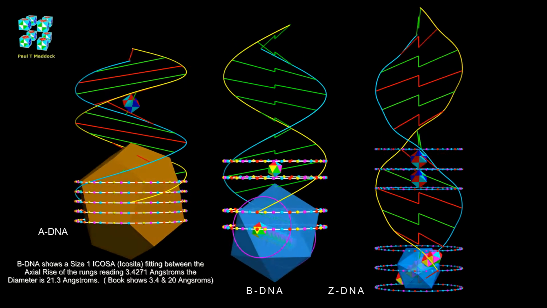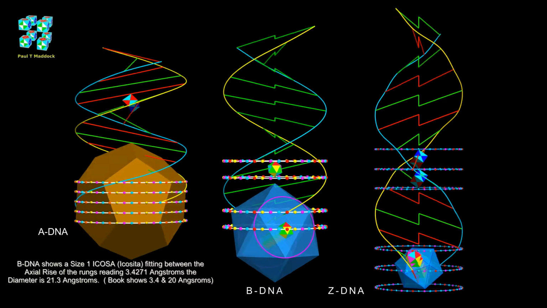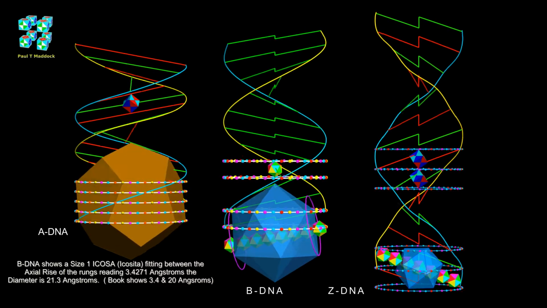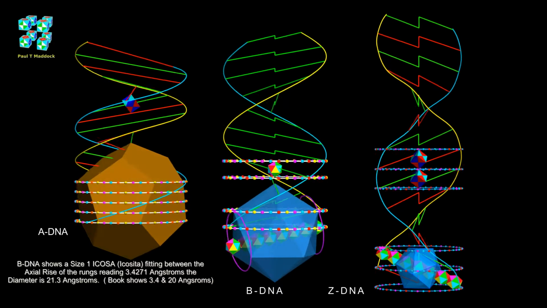Okay, the distance between the top and bottom vertex of the icosita is 34.0271.